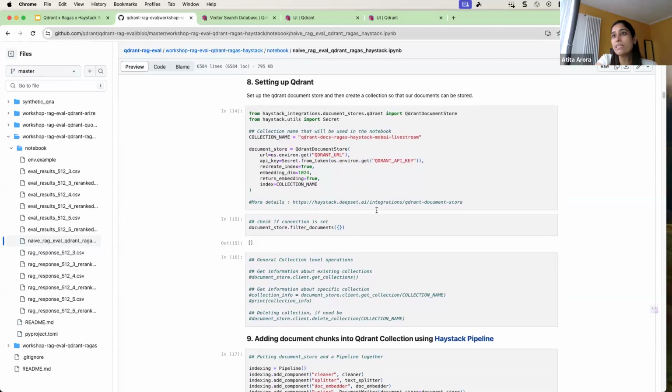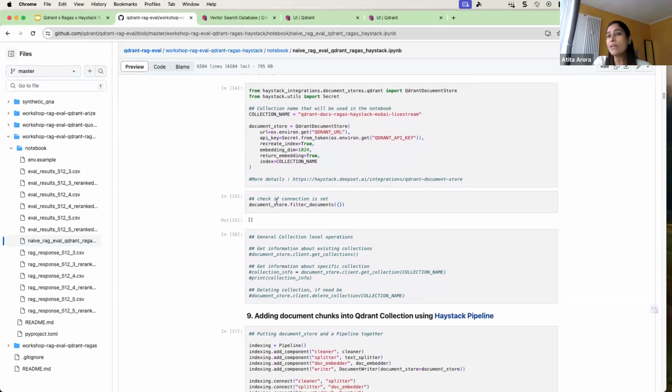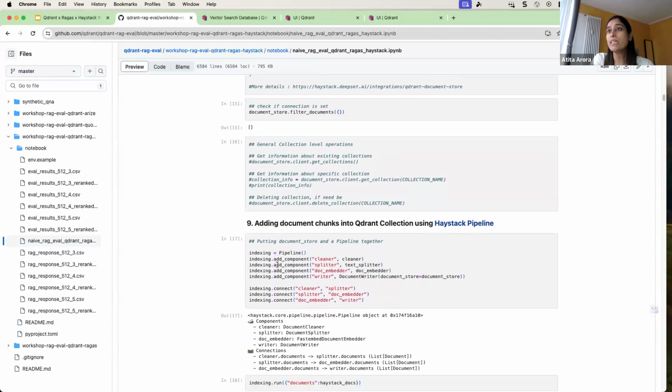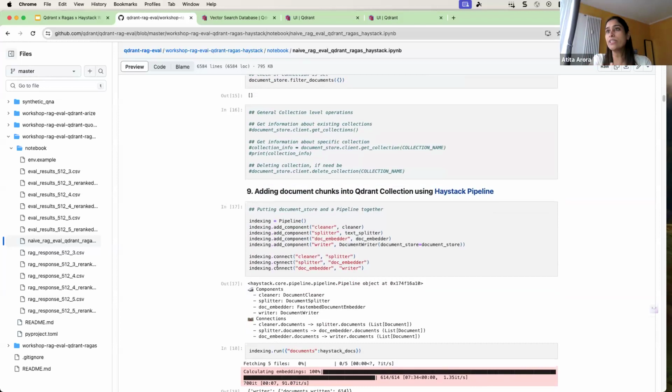You can find out more about this. I have left all the links as well in my notebook. And along with that, we would just verify that the connection has been set, which obviously would. There are some general collection level operations, which are good to know. I had to use some of these because I wanted to verify that my collection is created with the so-called dimensions and so-called model, and I had to also delete my collection in between. So I'm leaving some of the additional operations here for the reference. And they're also good in case you're learning to use Haystack or Qdrant or RAGAS in principle.